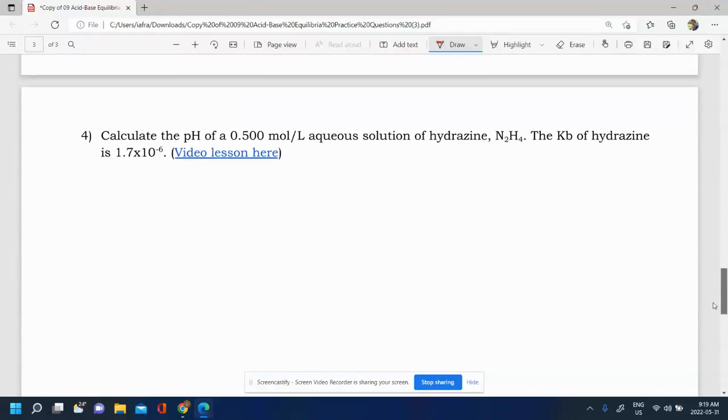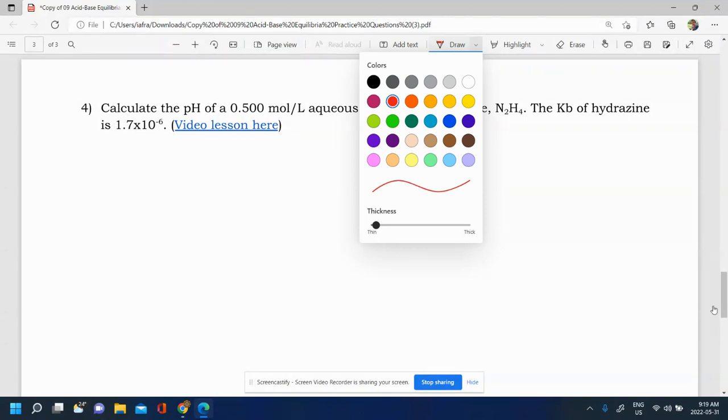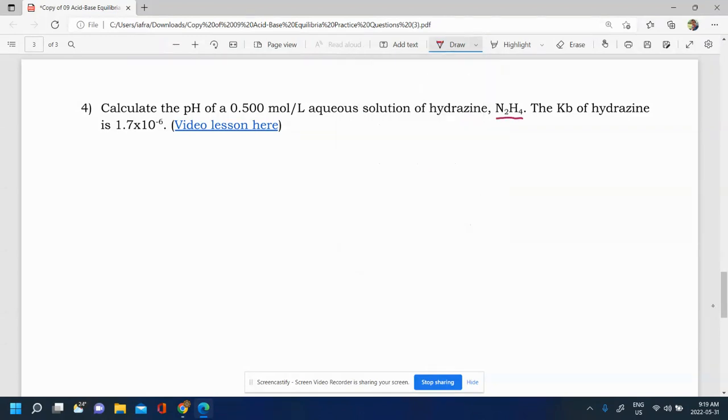In this video, we're going to calculate the pH of a weak base solution, given some information such as Kb and also initial concentration. So here we have a weak base called hydrazine. Calculate the pH of a 0.5 mole per liter aqueous solution of hydrazine. The Kb of hydrazine is 1.7 times 10 to the power of negative 6.